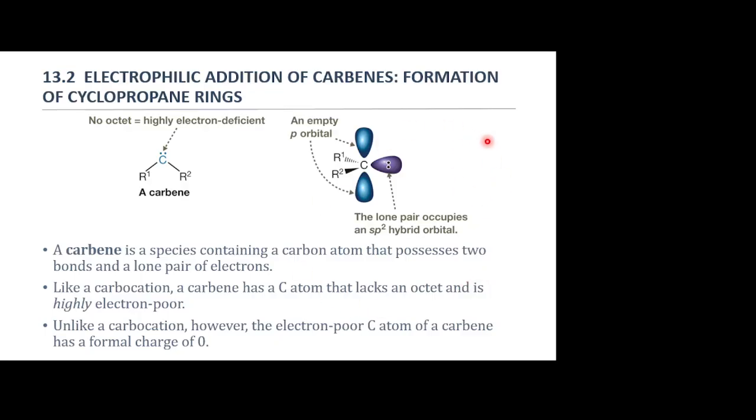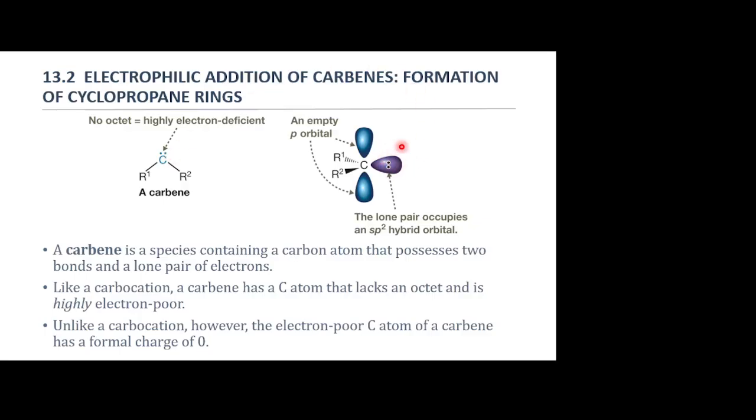Okay, so let's talk about carbenes real quick, because we need to understand carbenes while we're going through this. So right here, we have what's called a carbene. It's not going to have an octet. It's going to be highly electron deficient, but it's also not charged. Okay? So it's not going to have a charge. So it still has 4 electrons associated with this. Okay? And so what we're going to see here is it just doesn't have the extra bonds.